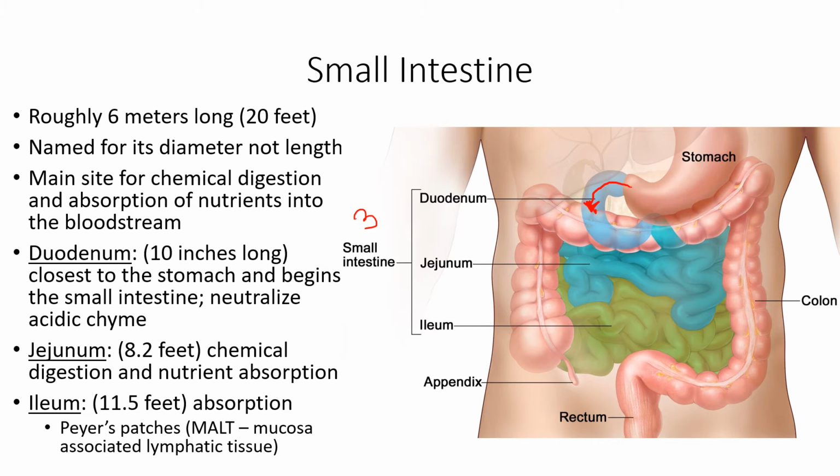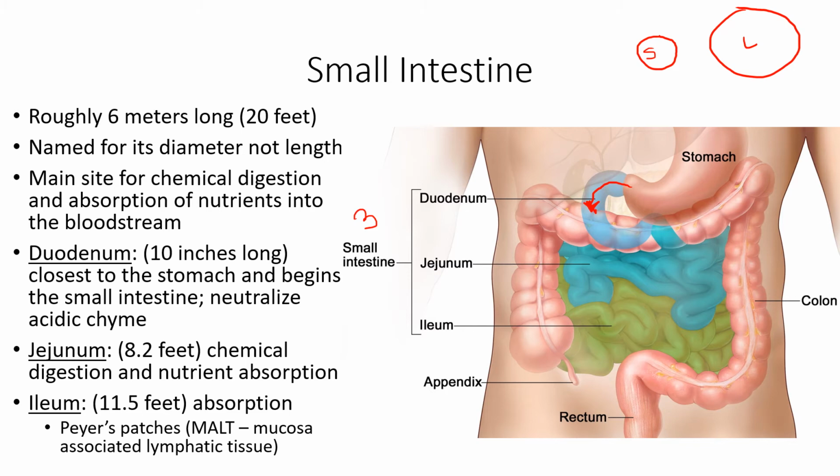That's pretty long. It is named for its diameter, so how wide it is compared to the large intestine. So it is smaller, small intestine, large intestine. But the small intestine is substantially longer than the large intestine. It is the main site for chemical digestion, which maybe surprises some of you, in that it is not the stomach that is the primary place for chemical digestion, but that is the small intestine. It is also where you're going to have most of your nutrients absorbed into the bloodstream.